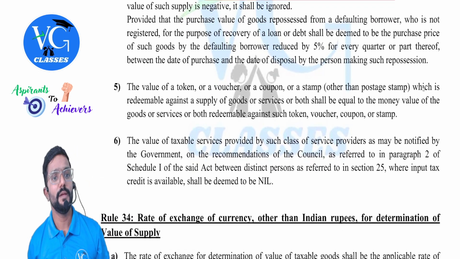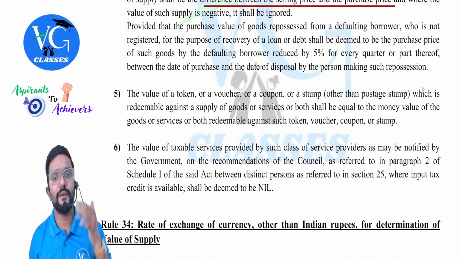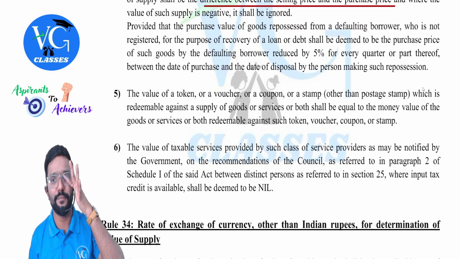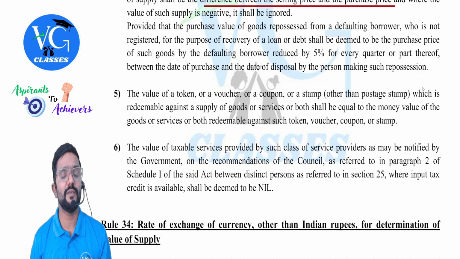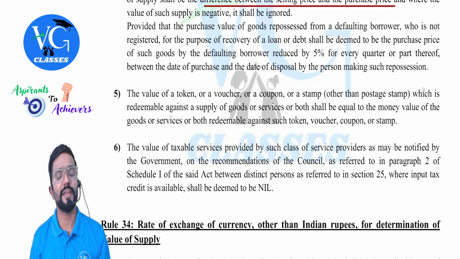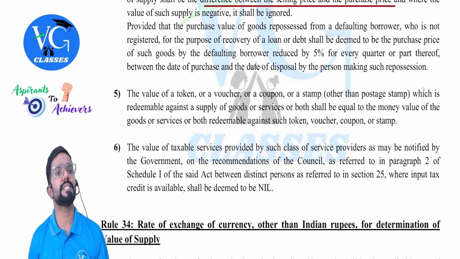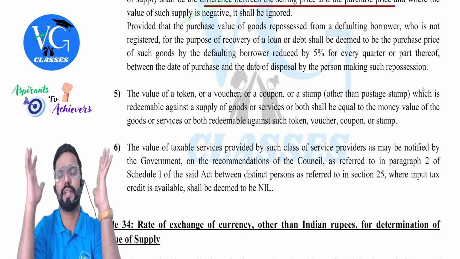Please be careful. Provided that the purchase value of the goods repossessed from a defaulting borrower who is not registered, for the purpose of recovery of loan or debt, shall be deemed to be the purchase price of such goods by the defaulting borrower, reduced by 5% for every quarter or part thereof, between the date of purchase and the date of disposal by the person making such repossession. Guys, listen here. This is interesting.